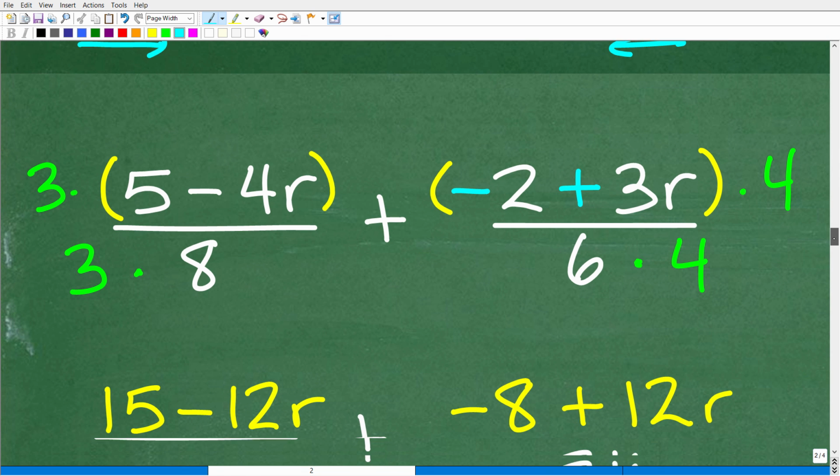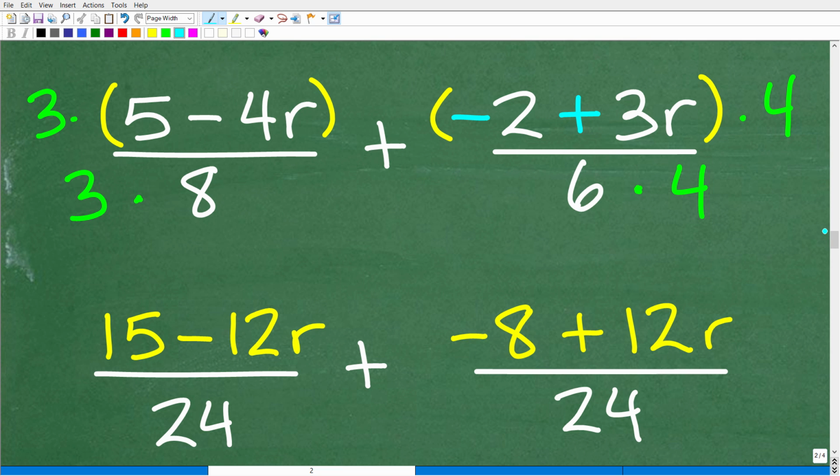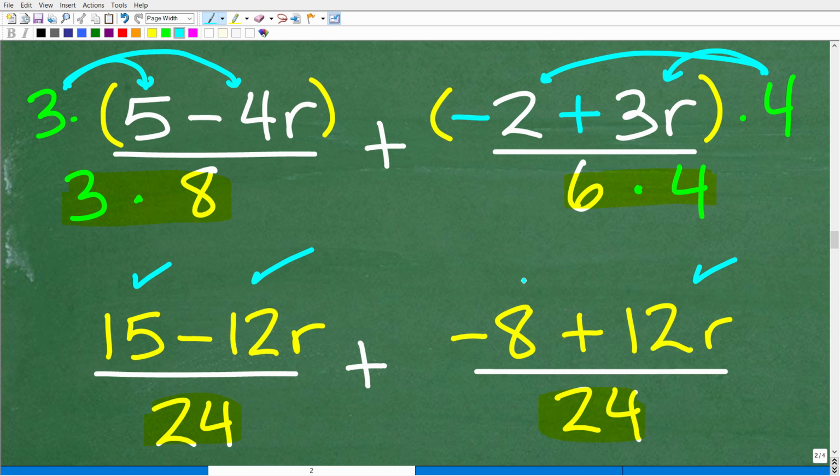So let's go see that now. First of all, let's look at the denominator. 3 times 8 is 24, and 4 times 6 is 24. Now let's get back to the distributive property. 3 times 5 is 15, and 3 times this negative 4r is negative 12r. 4 times 3r is positive 12r, and 4 times this negative 2 is negative 8. Somebody might be saying, don't I have to have the 4 over here on the left-hand side for the distributive property? No, you don't have to. You could rewrite it that way, but it's not the end of the world if you write it like this.